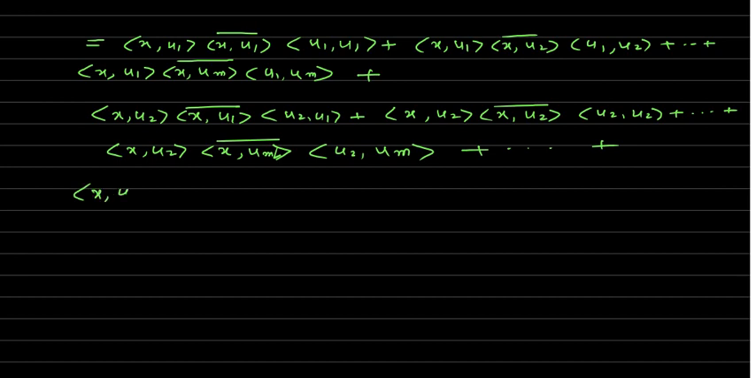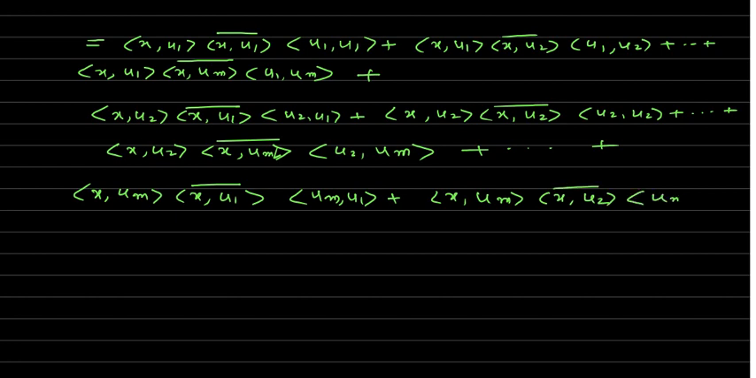x um and x u1 conjugate, inner product of um with u1, plus x um and x u2 conjugate, inner product of um with u2, plus in the mth term it will be x um, here now x um conjugate, then the inner product of um with um, and the others are equal to 0.